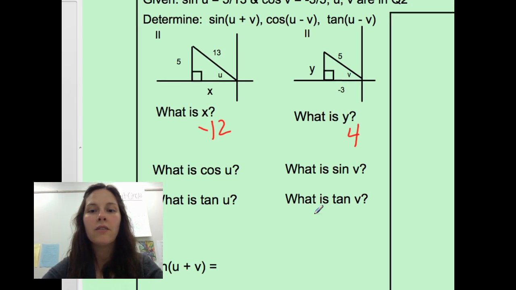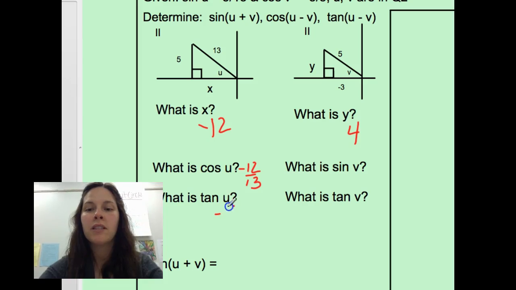So cosine of u is adjacent over hypotenuse, and tangent is opposite over adjacent. So looking at v, sine is opposite over hypotenuse, so we have 4/5. And tangent, opposite over adjacent, we have negative 4/3.